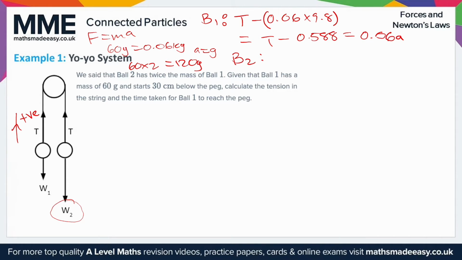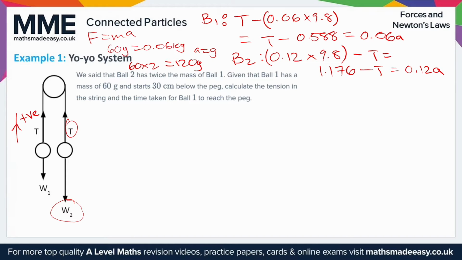Doing a very similar thing for ball 2, we know that W2 is going to be greater than T in this case because we know the ball moves downwards. So we're going to have W2, which is going to be 0.12 times gravity again, and then take away the tension because we know it's moving down. This will be equal to 1.176 minus T. So you can see a very similar equation here. And again, using F equals ma, we can set that equal to 0.12 because that's the mass, 120 grams is 0.12 kilograms, times acceleration.